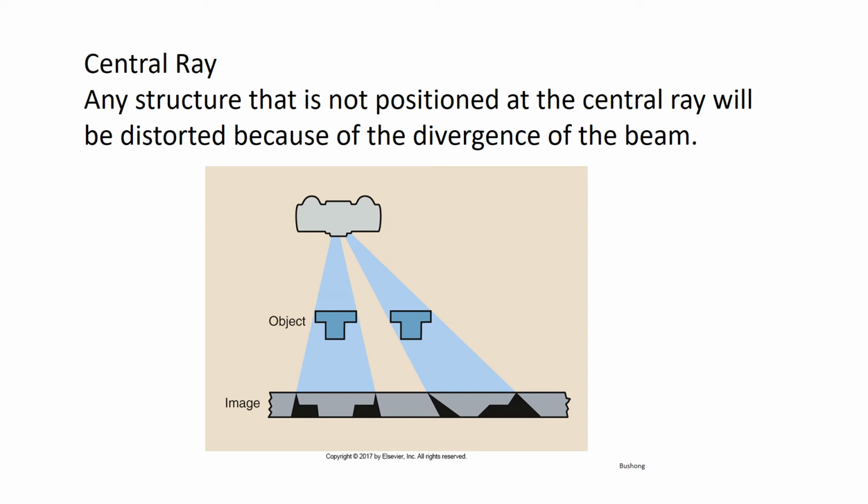As far as the central ray is concerned, any structure that is not positioned at the central ray will be distorted because of the divergence of the beam. If you take a look at this object here, you can see how the shadows would be cast if the central ray was coming down perpendicular, versus now if you take the object and put it in the more divergent beam, take a look at the shadow, and you can see the distortion.